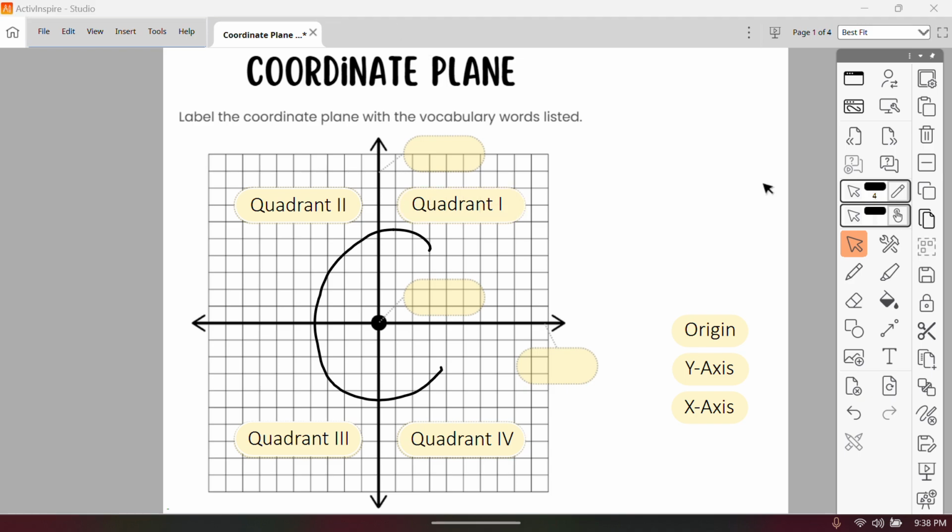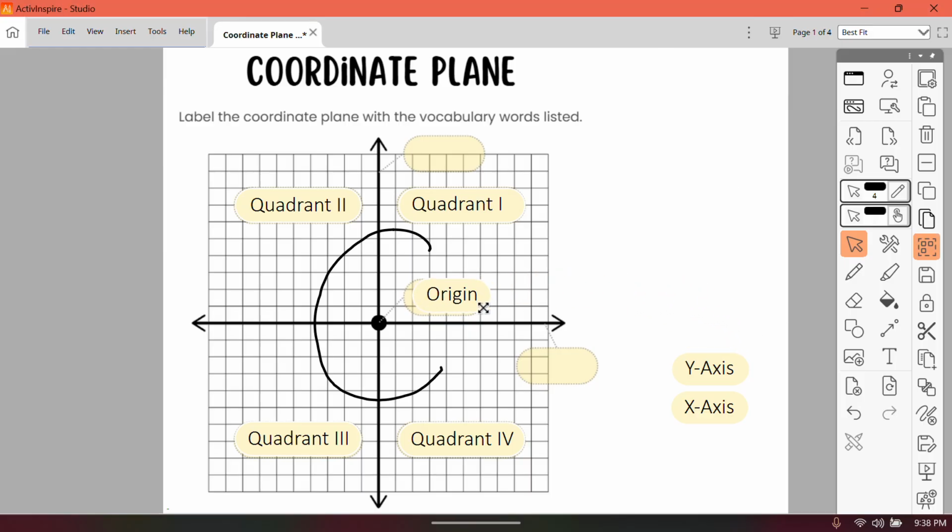The rest of my important vocabulary is origin, y-axis, x-axis. The origin is the point at the very center of the coordinate plane. If you remember, that has the coordinates 0, 0, but we're going to talk about that more in a minute. That's called the origin, right there in the middle.